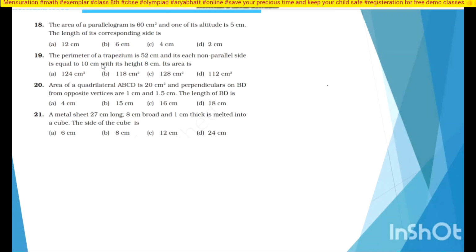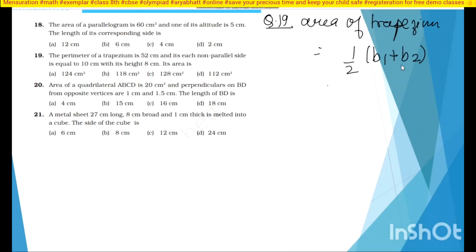Okay. Question number 19. The perimeter of the trapezium is 52 and each non-parallel side is equal to 10 centimeter, and its height is 8 centimeter. Find the area. Now see, in question number 19, I know the area of a trapezium is equal to 1 upon 2, sum of the two bases, the sum of the two parallel sides, into the height.